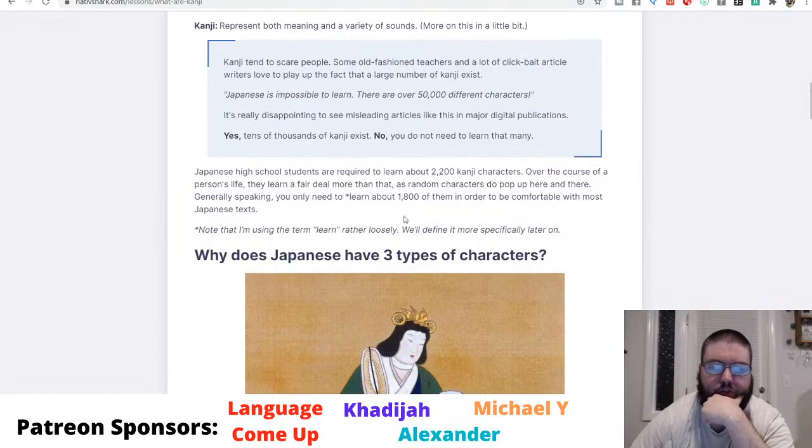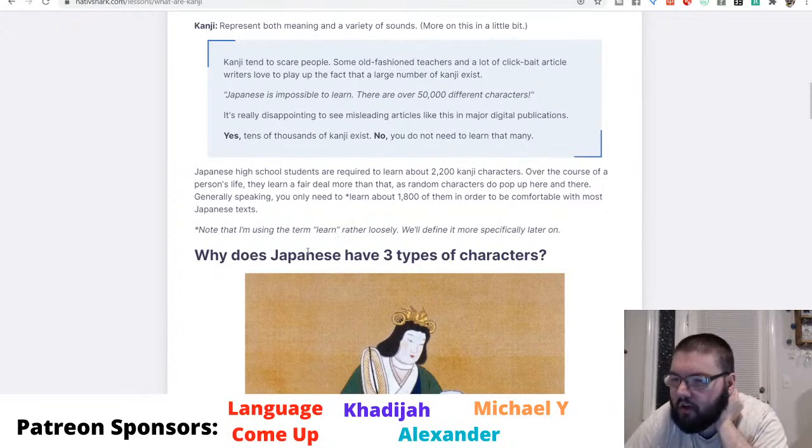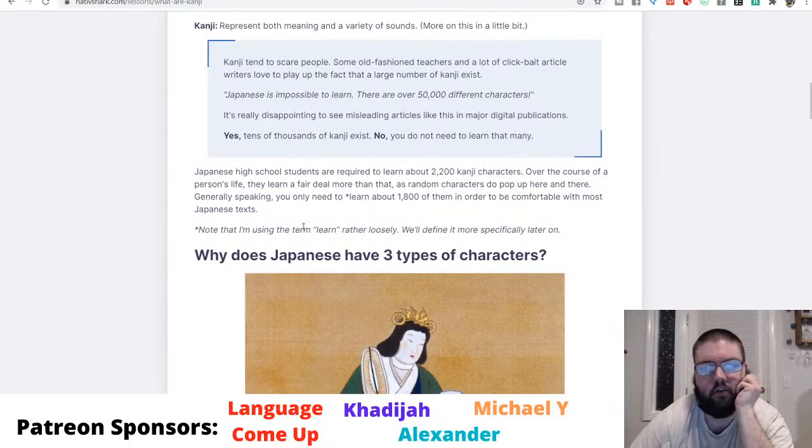Japanese high school students are required to learn about 2,200 kanji characters. Over the course of a person's life, they learn a fair deal more than that, as random characters do pop up here and there. Generally speaking, you only need to learn about 1,800 of them in order to communicate with most Japanese texts. In one sitting, then the pace slider kicks in. Okay. Significant amount of time. The site looks pretty slick so far. Yeah, it's very sleek.